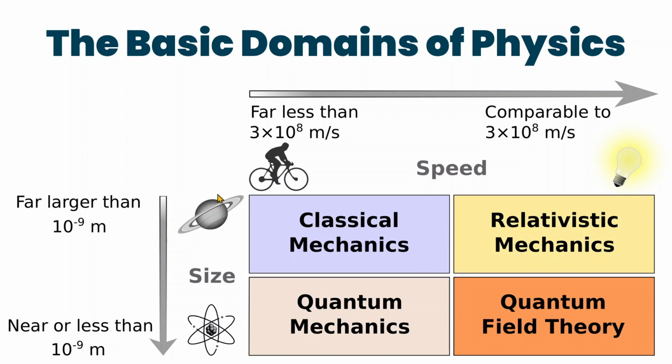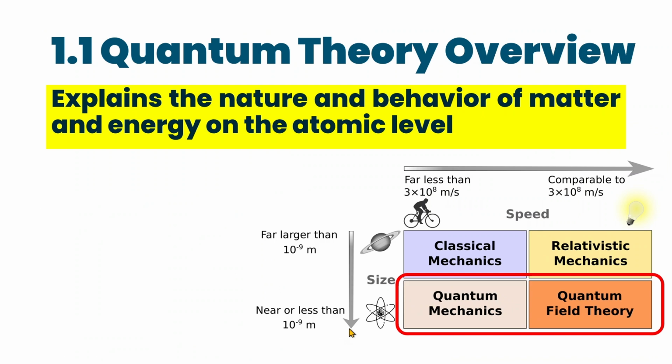The first domain is classical mechanics. This is for large, slow-moving objects. The next one is relativistic mechanics. This is for large objects moving close to the speed of light. We have quantum mechanics. This is for tiny, slow-moving particles. And lastly, quantum field theory, which deals with very small particles moving at relativistic speeds. So each domain helps us describe the physical world accurately depending on the situation. But for this lesson, we will be dealing with quantum theory.